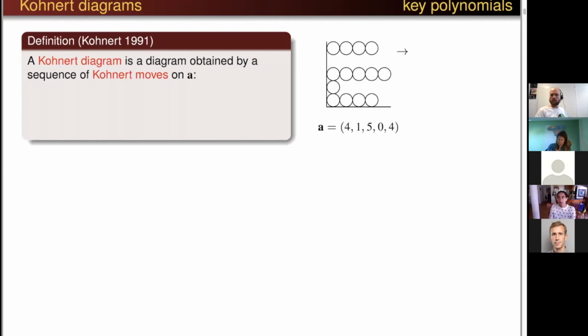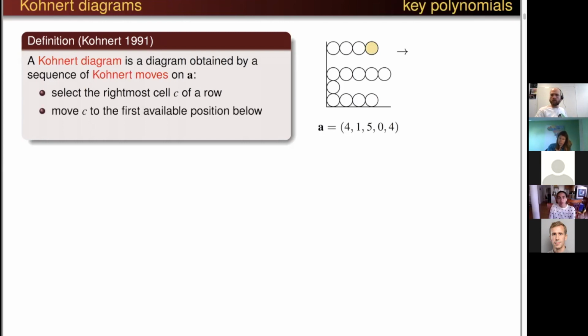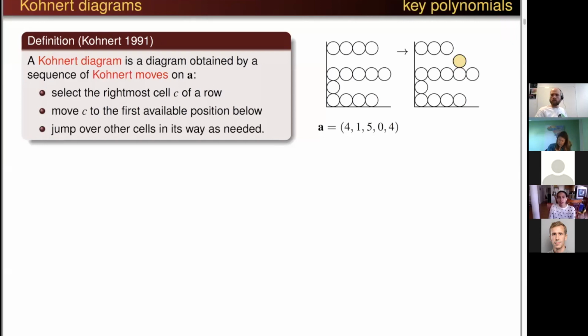And Kohnert's model says, begin with this diagram. Now, instead of filling the bubbles with numbers, we're just going to move the bubbles. So he says, okay, you can pick any row you like. Here I picked row 5. Take the bubble at the end of the row and push it down. So this is a Kohnert diagram for 4, 1, 5, 0, 4. But I can keep doing this. I can iterate it. So I could take that yellow bubble and I can push it down again. And Kohnert says, well, if there's a bubble in your way, that's fine. Just jump over it. Okay, so I've jumped over it. Now this is another Kohnert diagram.